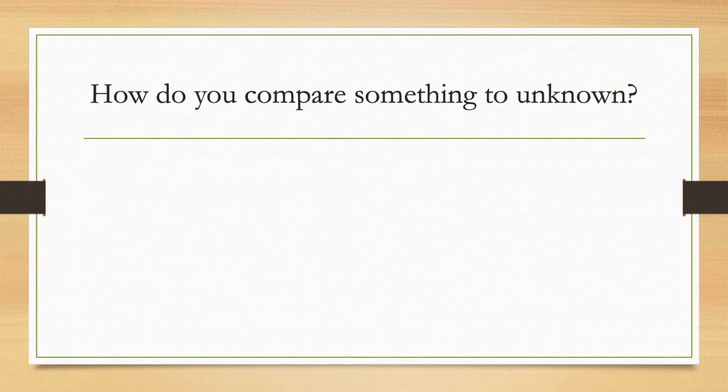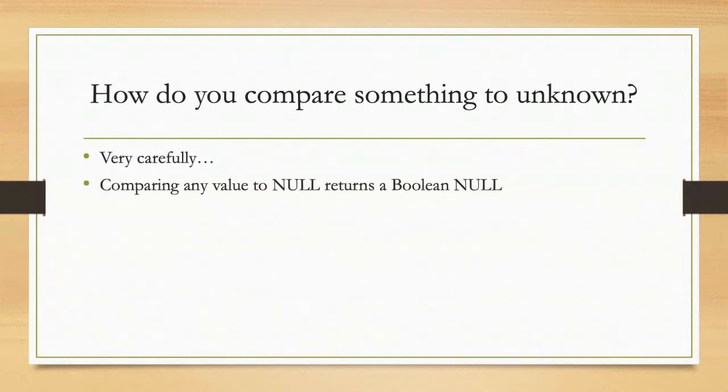So how do you compare something to unknown? Very, very carefully. Comparing any value to a null returns a Boolean null. So if I compare 1 to 1, that returns a Boolean true. If I compare 1 to 2, that returns a Boolean false. If I compare 1 to null, then that's null, that's unknown. All right, so comparing any null value returns a Boolean null. A Boolean null is different than a Boolean true or Boolean false. It could be either one. So don't trust it to be the value.